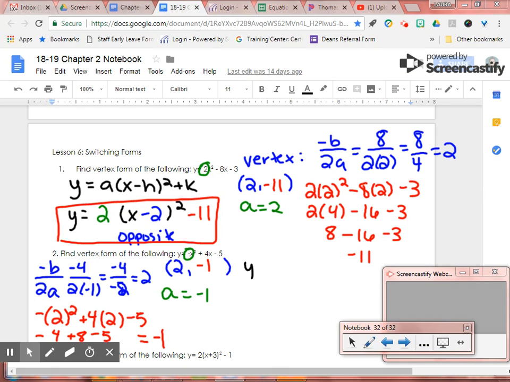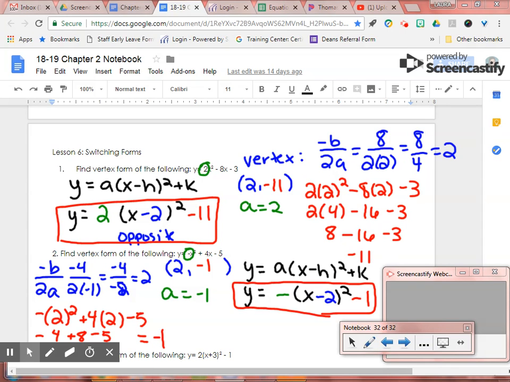So our equation for this is y equals a times x minus h squared plus k. You know your y is staying, parentheses, x, and squared is all staying. The negative sign is your a value. You don't need to put negative 1 there. Then remember that your h is opposite, so minus 2. And then your k value is negative 1. And that's your equation for that one.